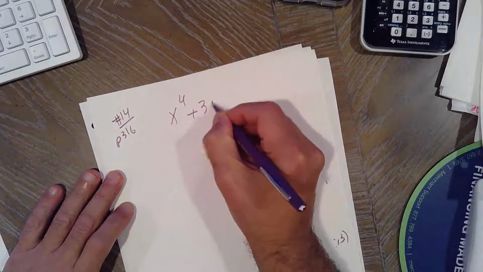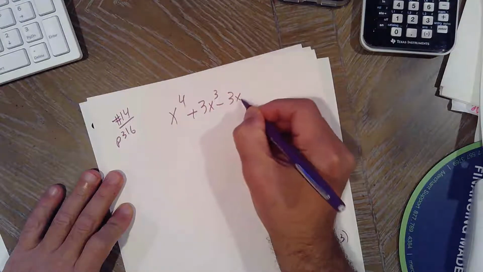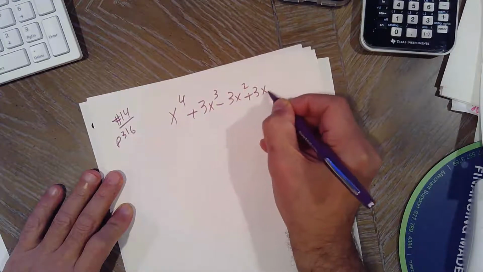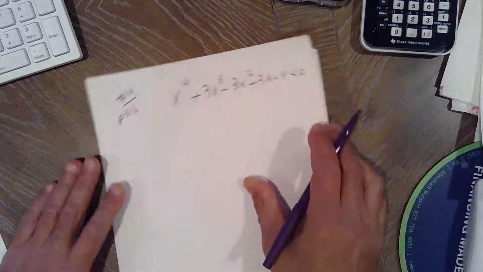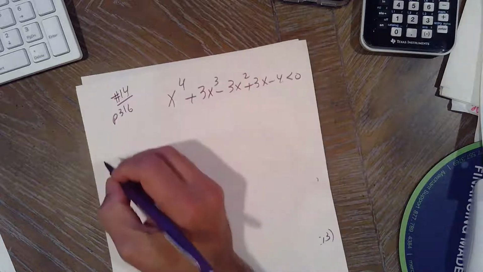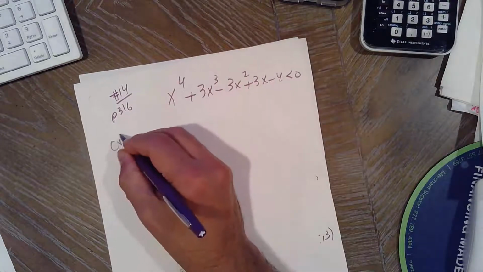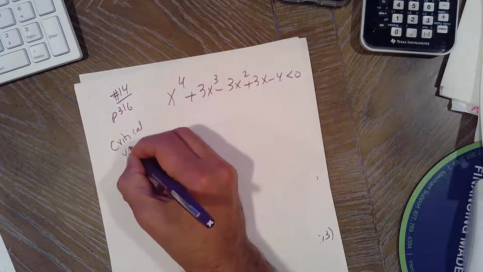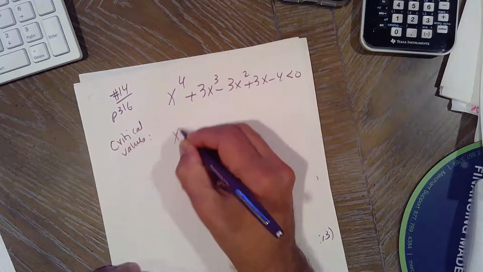x to the 4 plus 3x cubed minus 3x squared plus 3x minus 4 is less than 0. We want to solve this inequality. If we start, it's already in standard form. We find the critical values by setting it equal to 0.